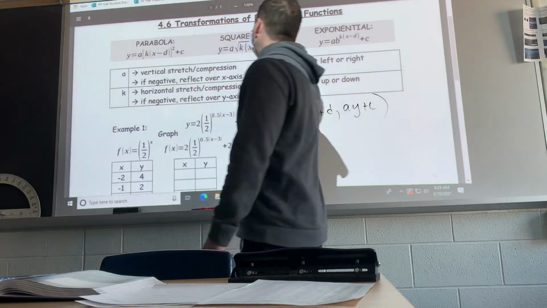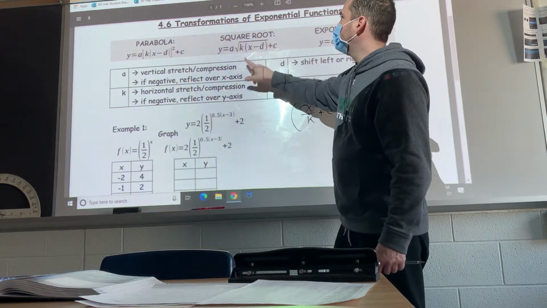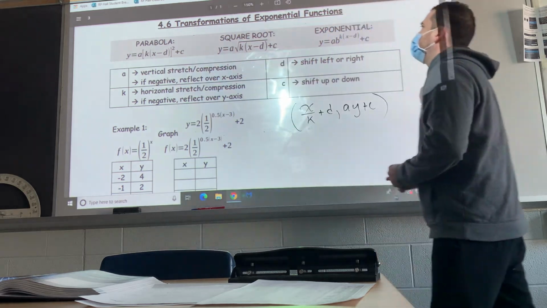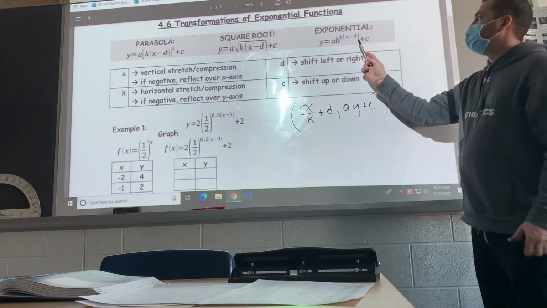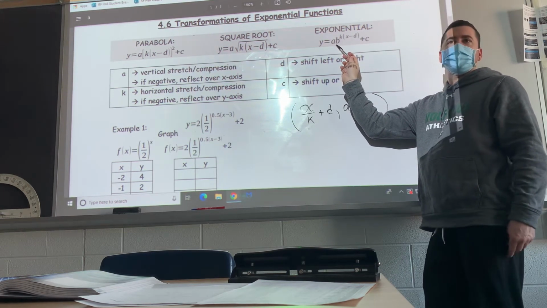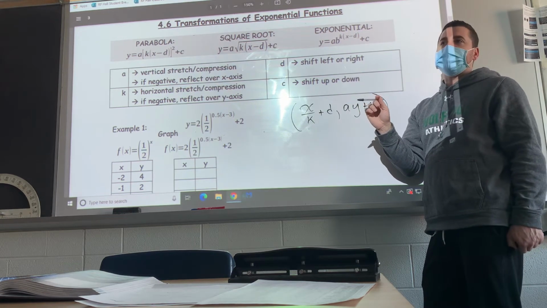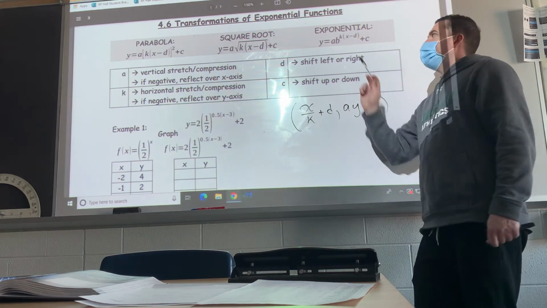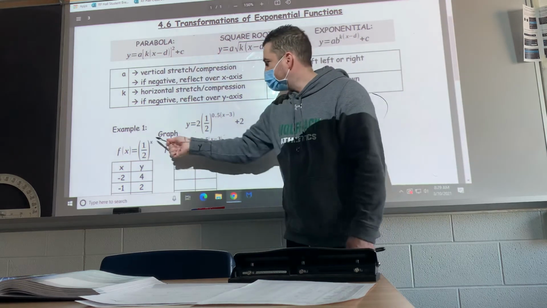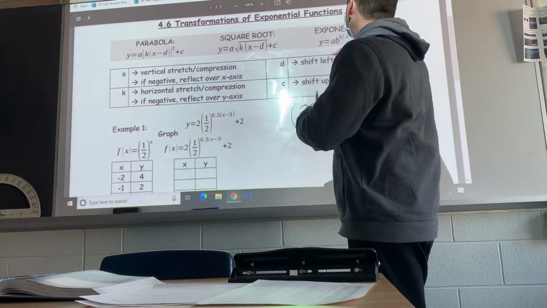We had a square root function. Again, same. Your K and D are within the function, and your A and C are outside of the function. And now we have exponential. Your A value will be in front of the function. This B is called our base. The base is always given. Our base here is a half. That's our B value, which is the base.